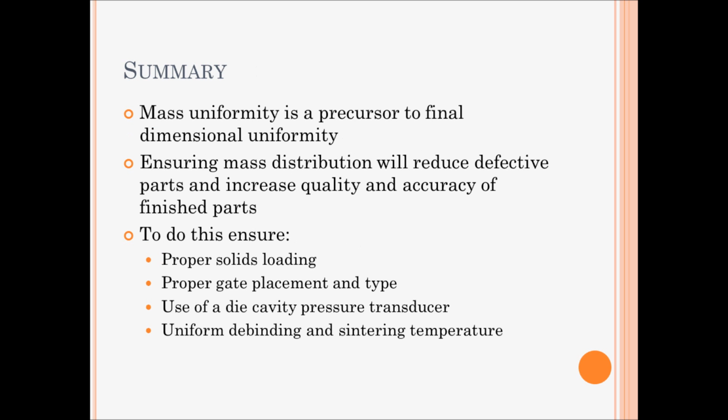Mass uniformity is a precursor to final dimensional uniformity. Ensuring mass distributions will reduce defective parts and increase quality and accuracy of finished parts. To ensure mass uniformity, design proper solids loading along with proper gate placement. The inclusion of a die cavity pressure transducer to regulate a uniform pressure throughout the mold, and following proper debinding and sintering procedures make for a happy customer.